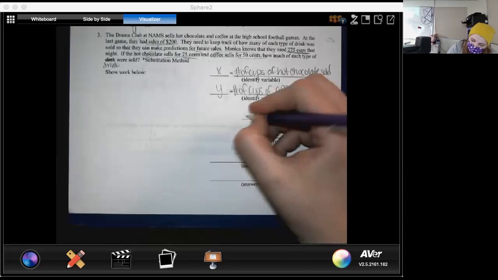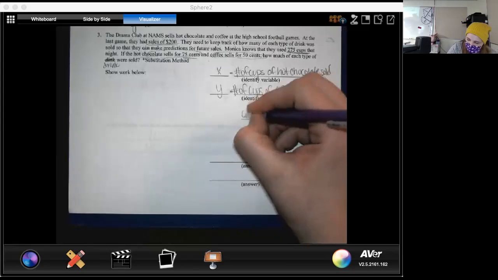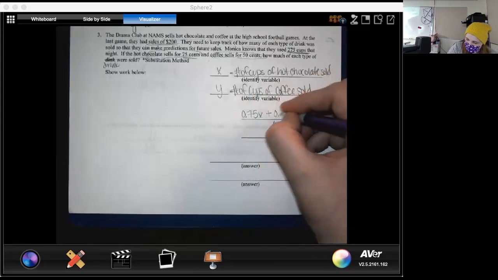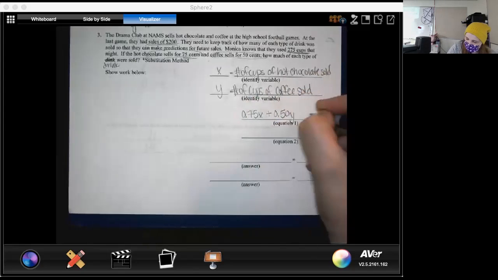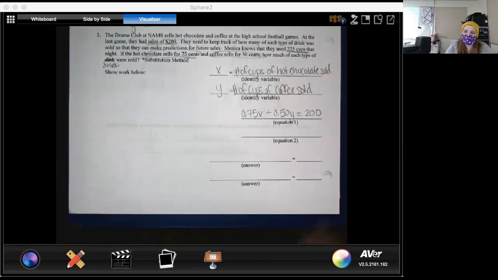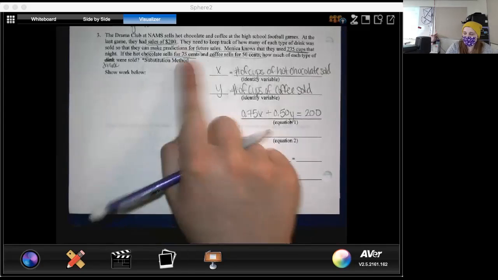That would be 0.75x because it's 75 cents for a cup of hot chocolate, plus 0.50y for 50 cents for a cup of coffee, equals $200. Now you definitely need a decimal. If you don't do a decimal, then you're saying it's $75 for a cup of hot chocolate and $50 for coffee. Okay. So that equation makes up the information for 3 of the pieces.